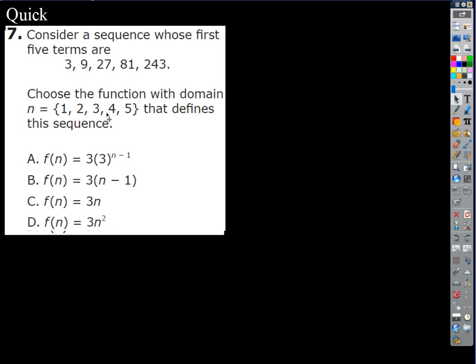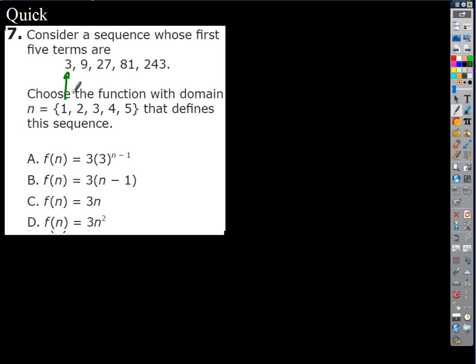Okay? So those are the input values for n. And we want to choose which of these functions, when I input those values, is going to give me these outputs, right? So all we have to do is just see which one works, right? Try some inputs and see which one works. Well, first of all, what happens if we plug 1 into each of these, right? Because the first input value is 1. So we want to see, when I input a 1, am I getting back 3?